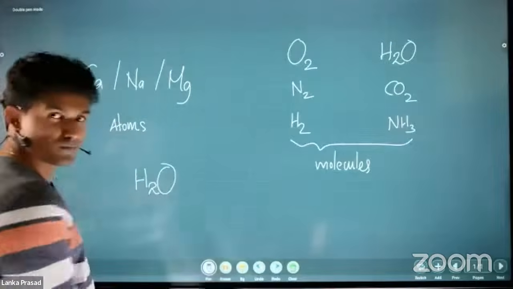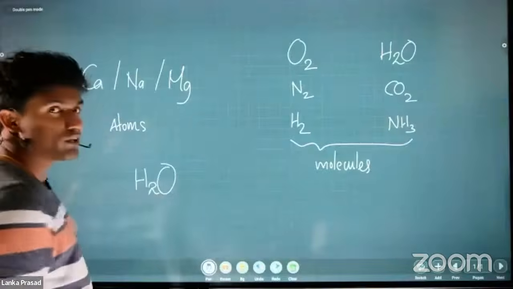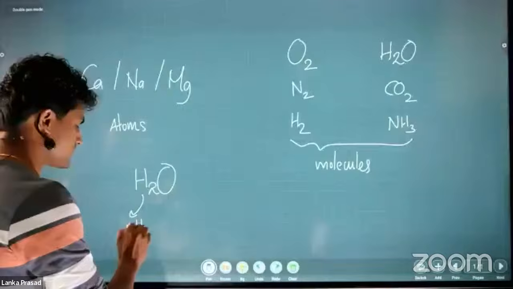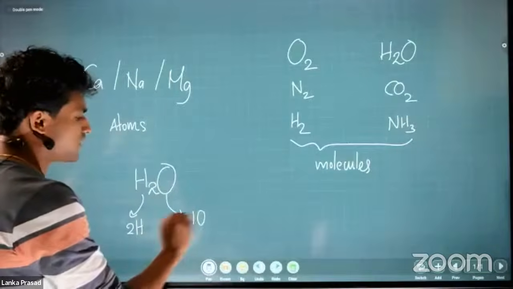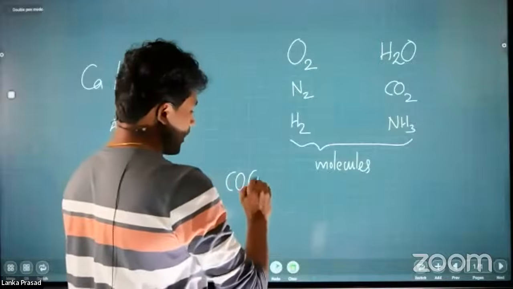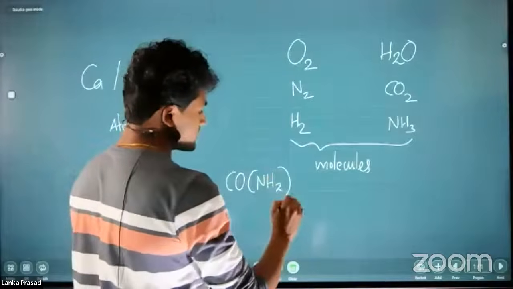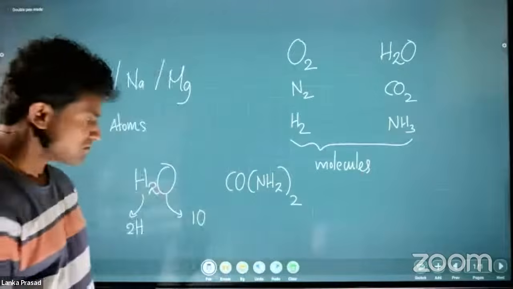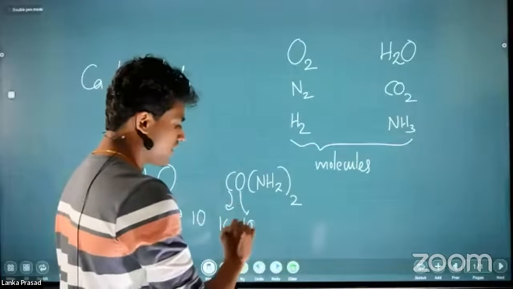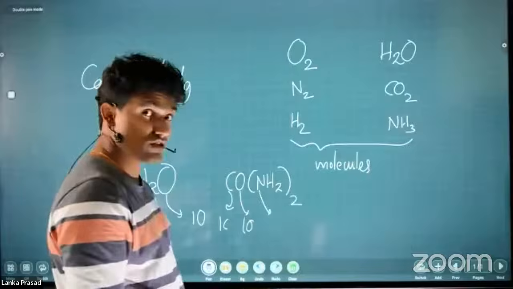H2O. Look at that molecule. That molecule contains two H atoms. That one contains one oxygen atom. Now look at that. CO(NH2)2, urea molecule. That one contains one carbon. That one contains one oxygen. That one contains how much nitrogen?